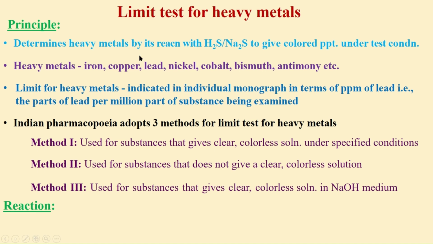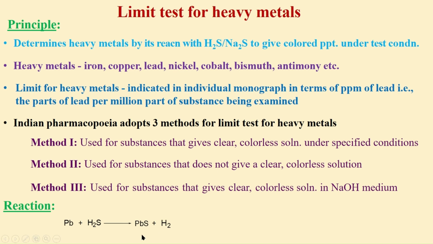The heavy metals present in the substance react with hydrogen sulfide or sodium sulfide. Lead is a heavy metal; we take lead as an example. Lead reacts with hydrogen sulfide. Hydrogen sulfide is a gas. That gas which is produced, we pass into water to get the saturated hydrogen sulfide solution. That hydrogen sulfide solution is made to react with lead. The lead combines with sulfur to give lead sulfide and hydrogen gets liberated.